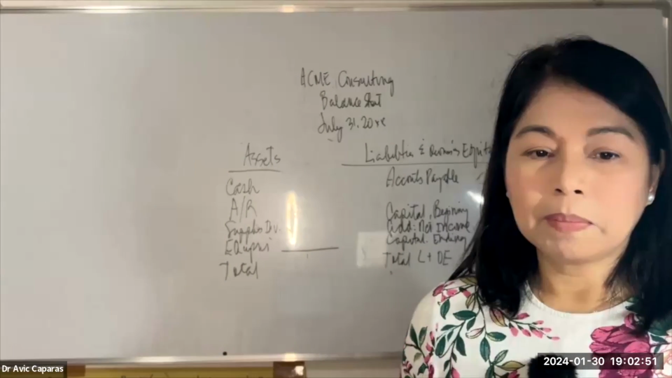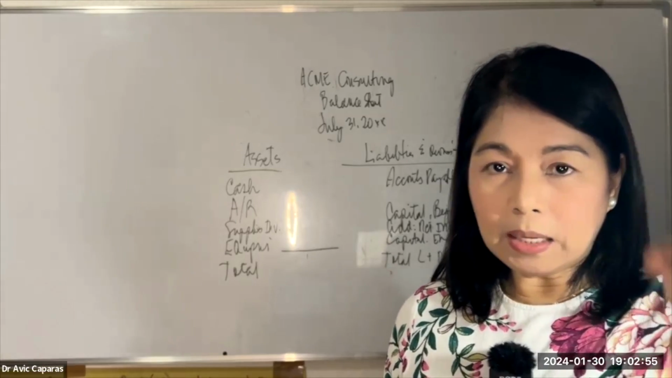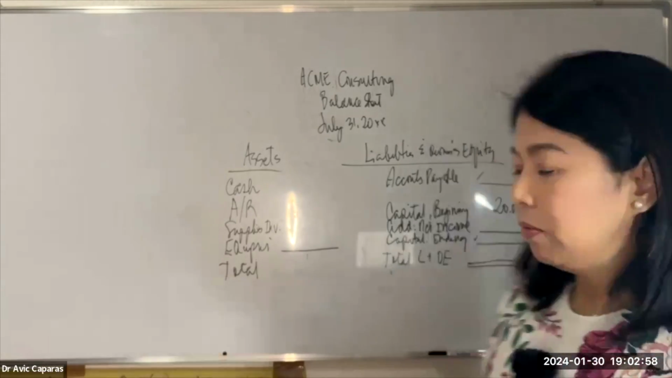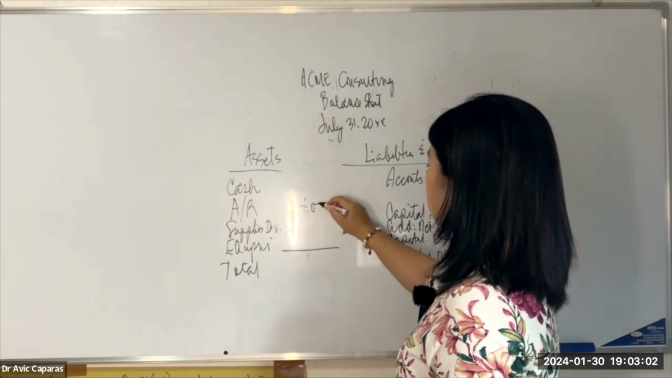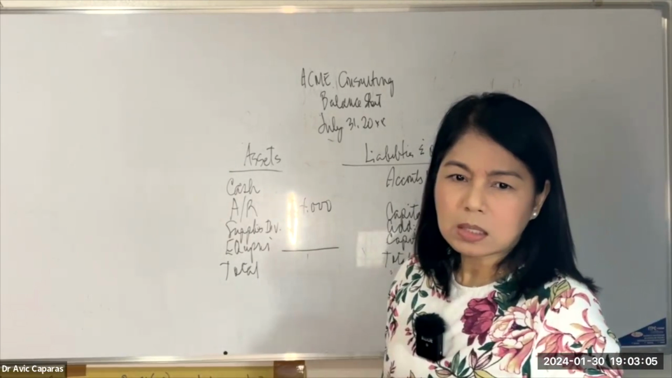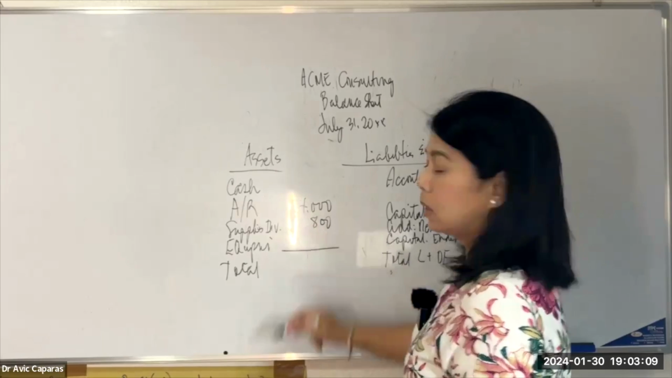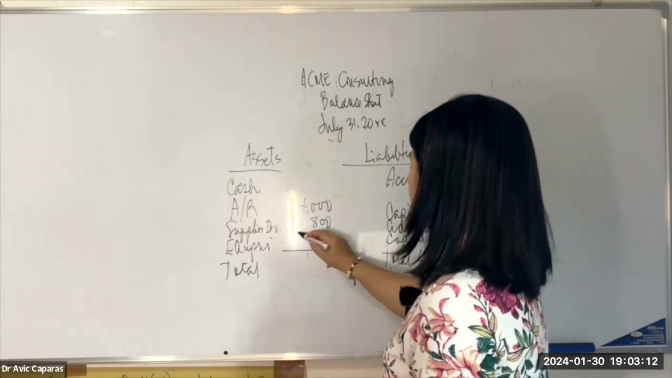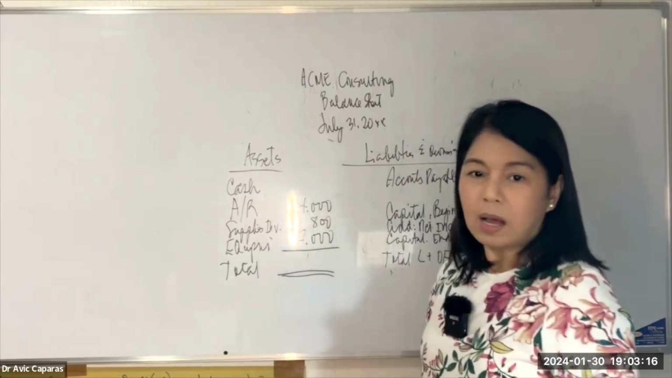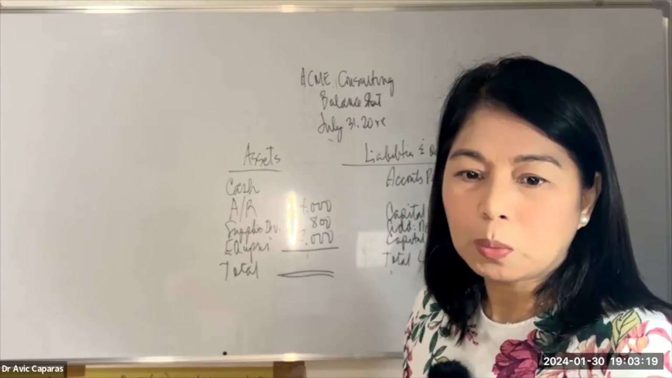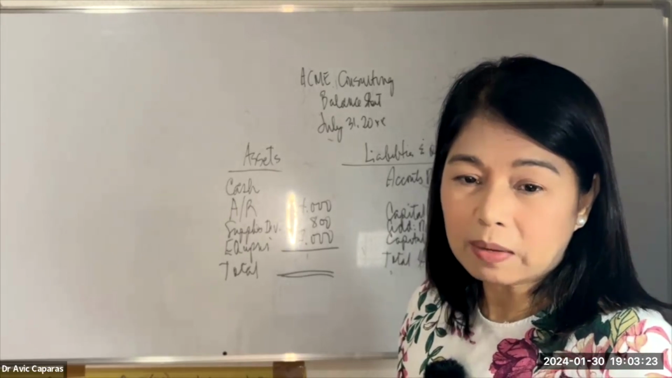So can you add up? Just simply use the calculator, add the cash, add each of the columns. I already have for accounts receivable, 4,000. For the supplies, 800. For the equipment, 7,000. Okay. Accounts payable plus 2 minus 500, 500 plus 200, 700.